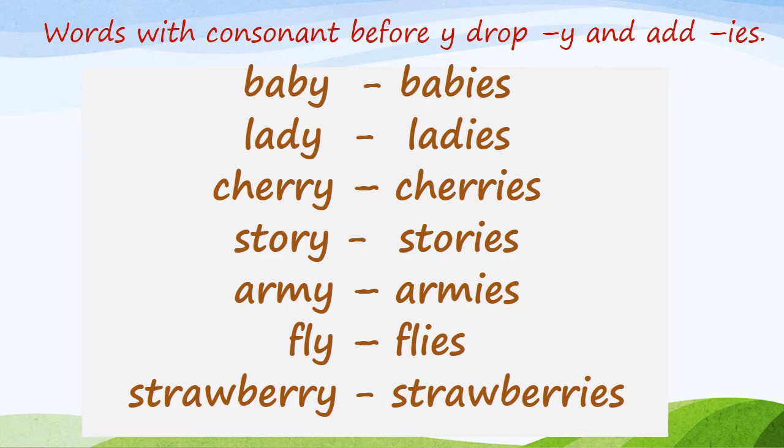Let's read these examples. Baby, babies. Lady, ladies. Cherry, cherries. Story, stories. Army, armies. Fly, flies. Strawberry, strawberries. And if you check each word, the letter before Y is a consonant. So in each place we have dropped Y and we have added IES to make them plural.